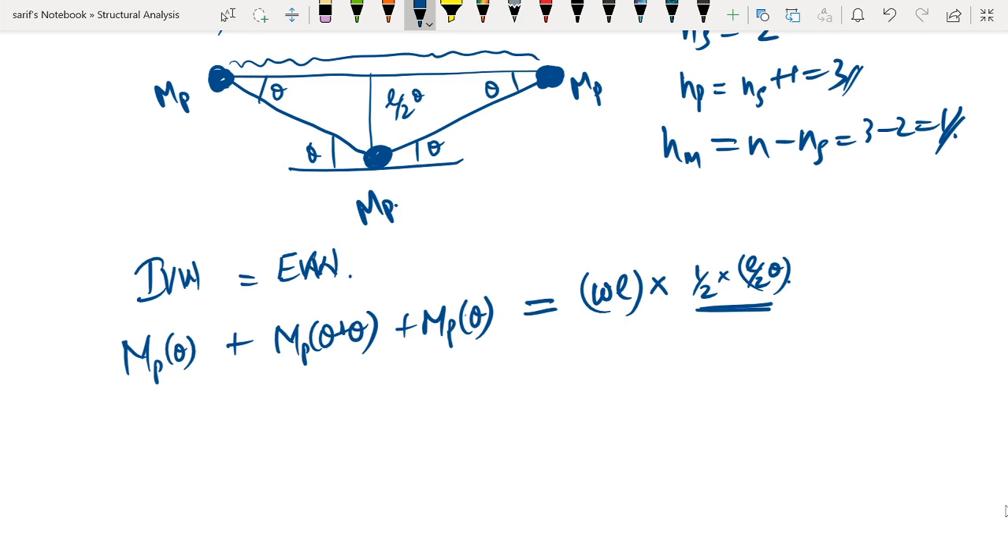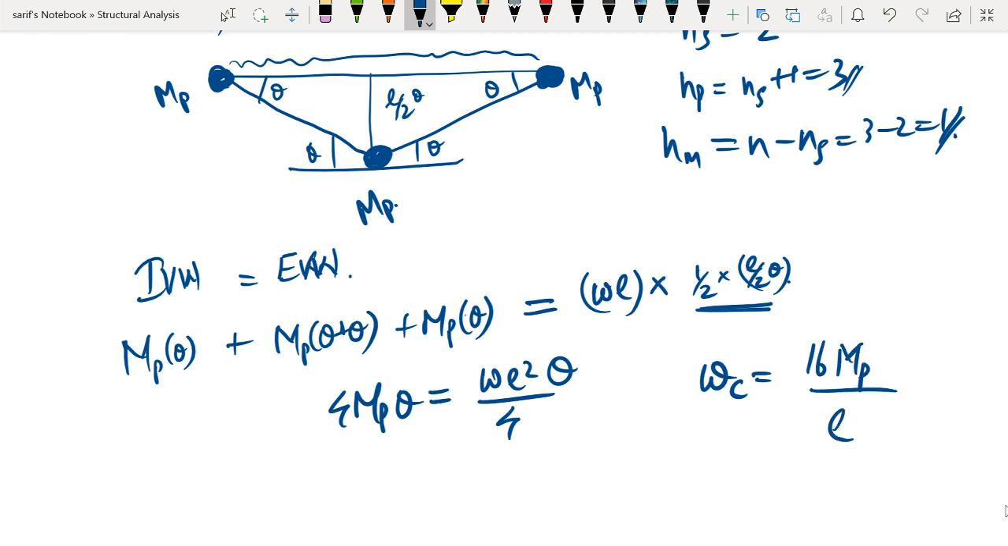So now what we are having is 4 Mp theta is equal to W L square by 4 theta. So if we replace W with Wc, which is the collapse load, that will be equal to 16 Mp divided by L square. So this will be the collapse load for the fixed beam subjected to UDL.